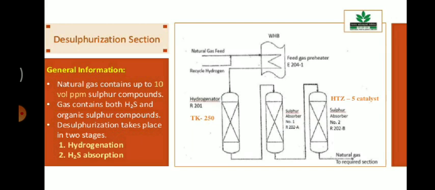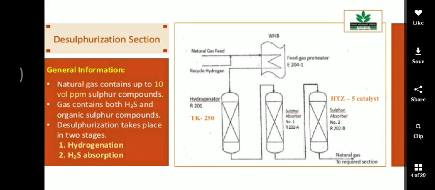Desulfurization takes place in two stages. The first is hydrogenation and the second is H2S absorption. In the first vessel, TK2250, which is the hydrogenator, hydrogenation occurs. Then it is sent to the sulfur absorber, where sulfur is removed, and then to sulfur absorber number 2. Finally, the natural gas is obtained as required for the sections.